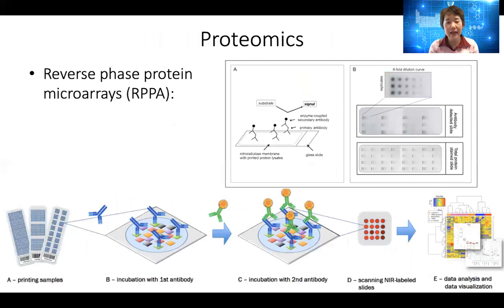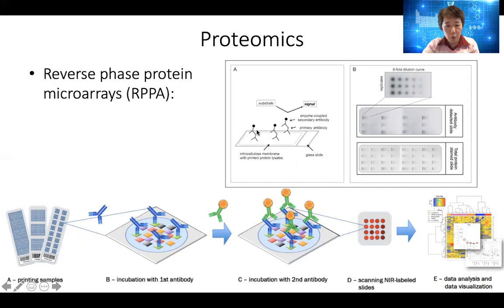Another profiling technique is proteomics. There are actually many different types of proteomics. One is mass spec, but depending on how many proteins you want to detect, the cost is still quite different. What has been done for most of TCGA samples are these protein microarrays. By the way, these are two figures I found from Google Image. They both explain what reverse phase protein microarrays are.